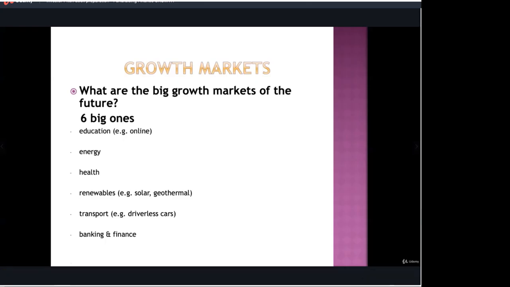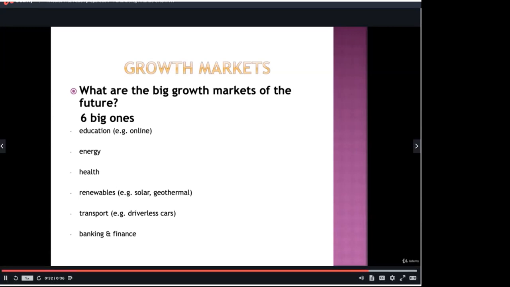What are the big growth markets of the future? Examples of 6 big growth markets. Education, for example, online and e-learning. Energy, health, renewable energy, for example, solar, geothermal. Transport and logistics, for example, driverless cars. And banking and financial services.